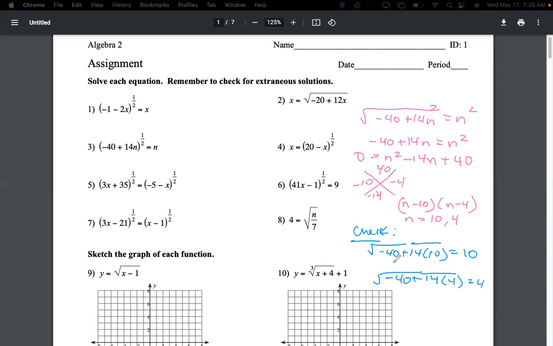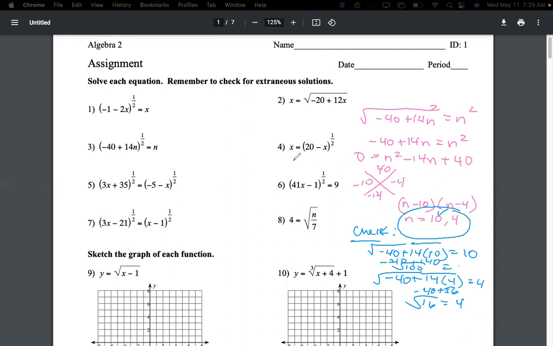Well, if we check, we're going to get negative 40 plus 140, so that would give us 100. Well, what's the square root of 100? Well, that's 10. So we know that 10 works. If we do 14 times 4, that's going to give me 56. Negative 40 plus 56 is 16. What's the square root of 16? Well, that's 4. So both of these work.